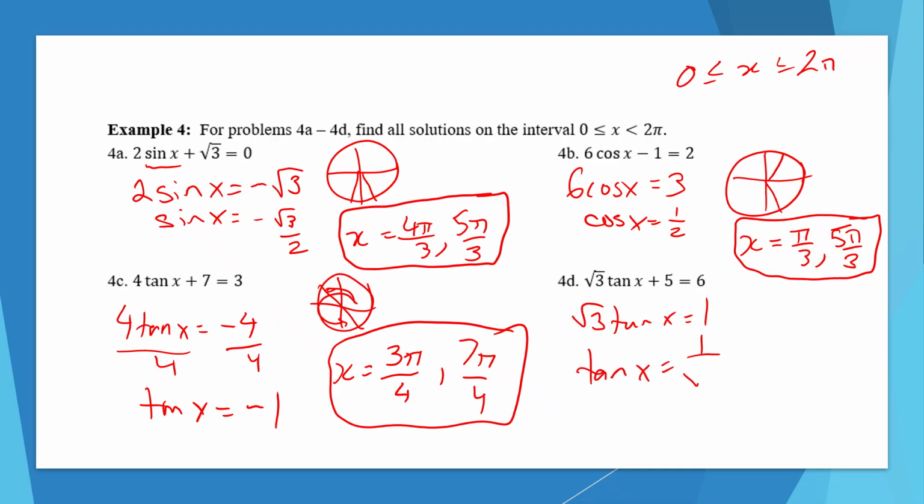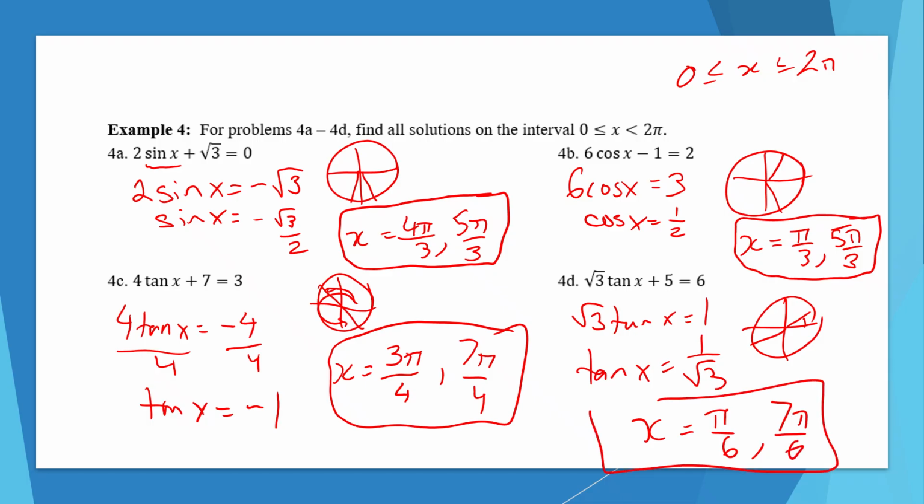Tangent x equals 1 over root 3. This should be equal to 30 degrees. So tangent is positive 30 in the first and third quadrant. So this should be x equals pi over 6, and then 7 pi over 6 there. So those should be your answers for example number 4, where you're going to have only like 1 to 3 solutions max, I would say.